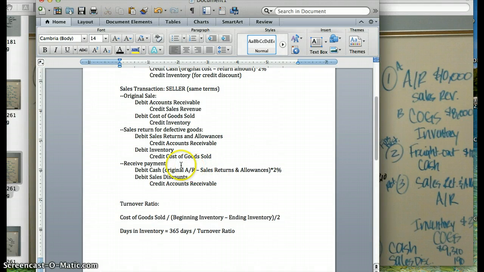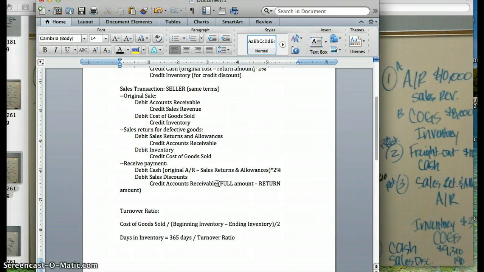Finally, when you receive your payment, you debit cash, and just like the buyer side, it's the original accounts receivable minus the sales returns and allowances from the return, multiplied by the 2% for the credit terms. And just like with sales returns and allowances, you debit your sales discounts, because it's a contra revenue account. And then lastly, credit accounts receivable, just like before, for the full amount minus the return amount. So that's it for the journal entries on Chapter 5.